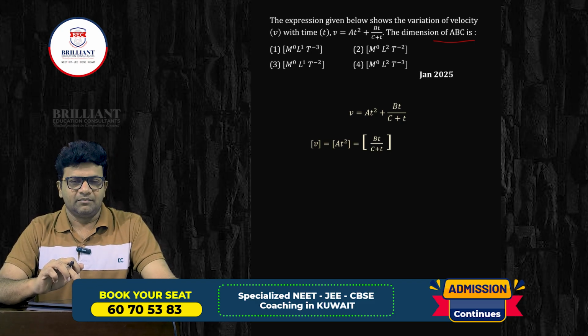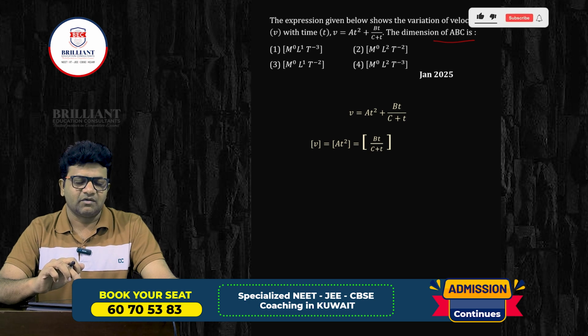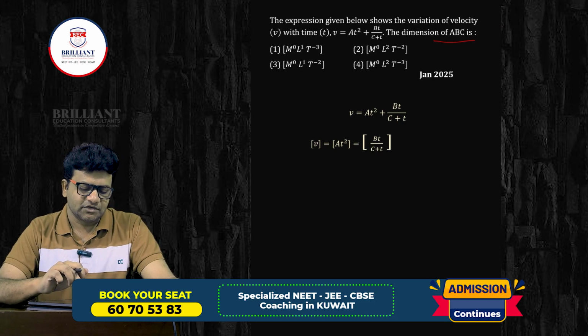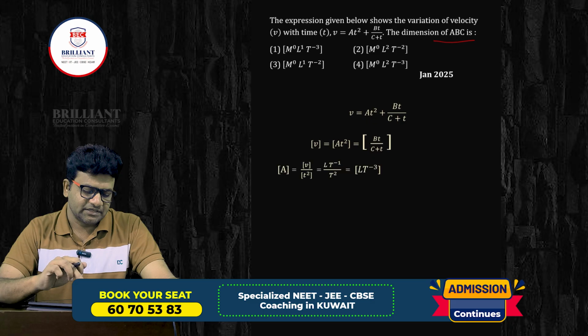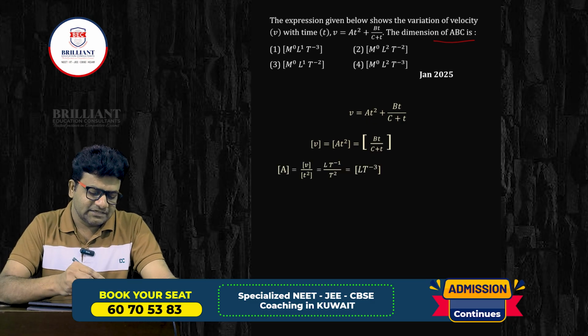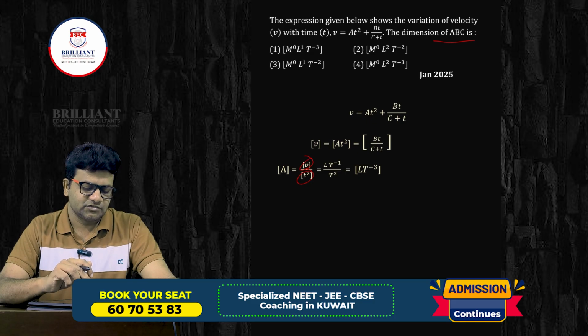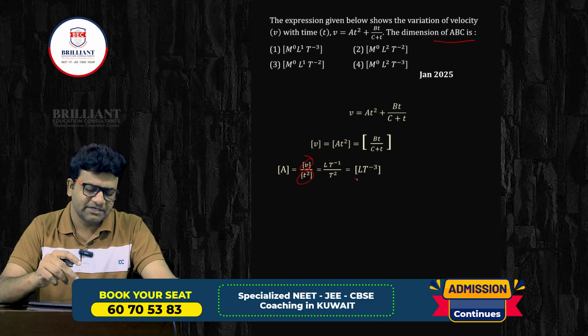We know by the principle of homogeneity that the dimension on either side of the equation, or of each term, is the same. So dimension of v equal to dimension of at² is equal to dimension of bt by c plus t. So the dimension of a is, you can see, v divided by t². The dimension of v divided by t², so LT^-1 over T², you get LT^-3.